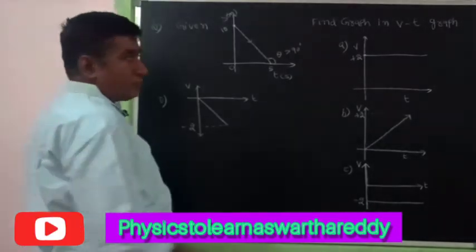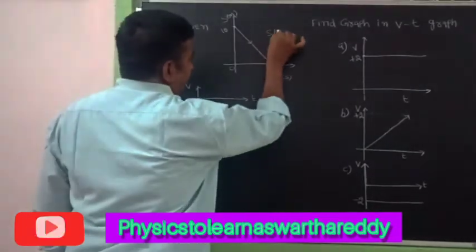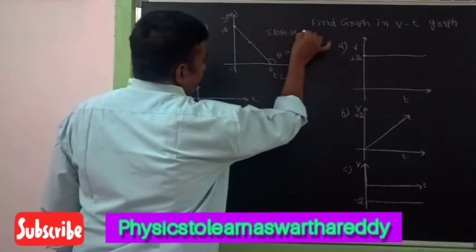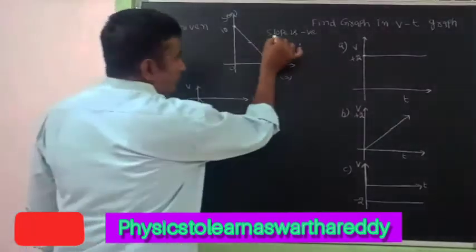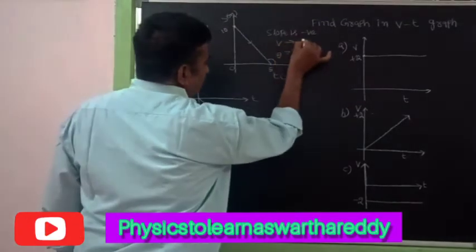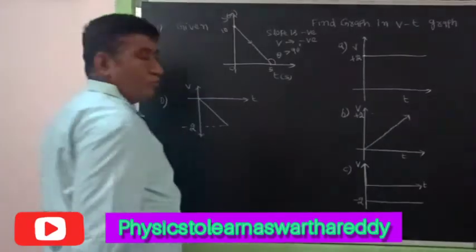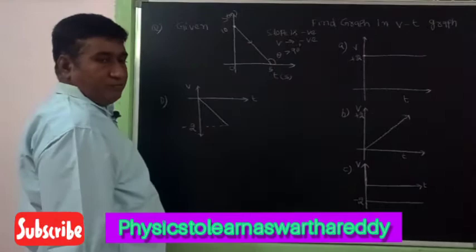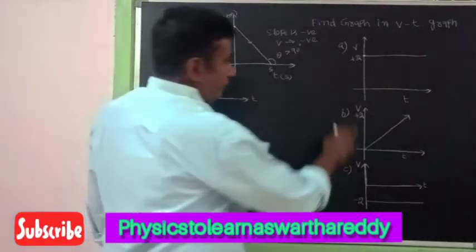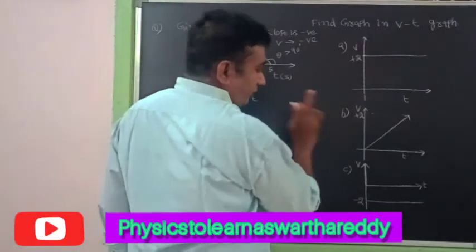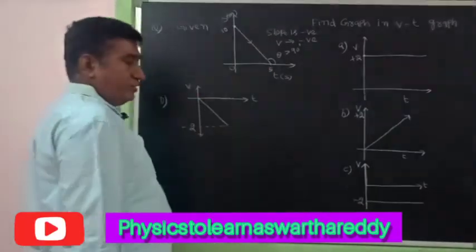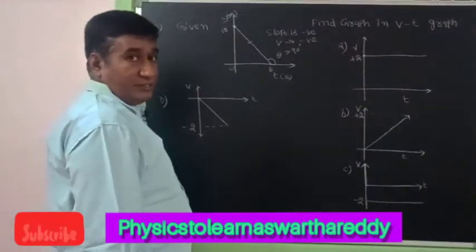then what it represents: the slope is negative. Slope is negative, so what we can tell is that velocity is also negative, since slope is nothing but velocity. So in these two cases, A is plus 2, B is plus 2, so we can eliminate these. In the remaining two cases, which graph is correct?